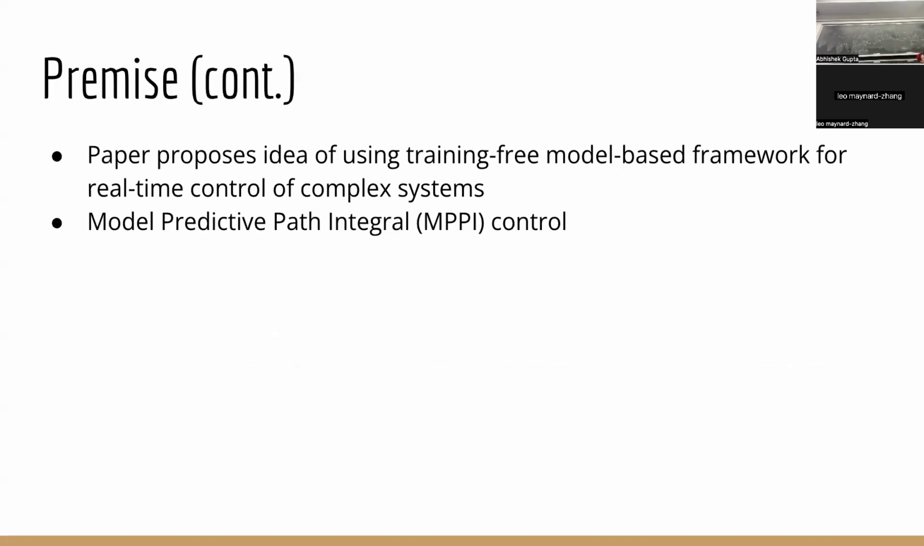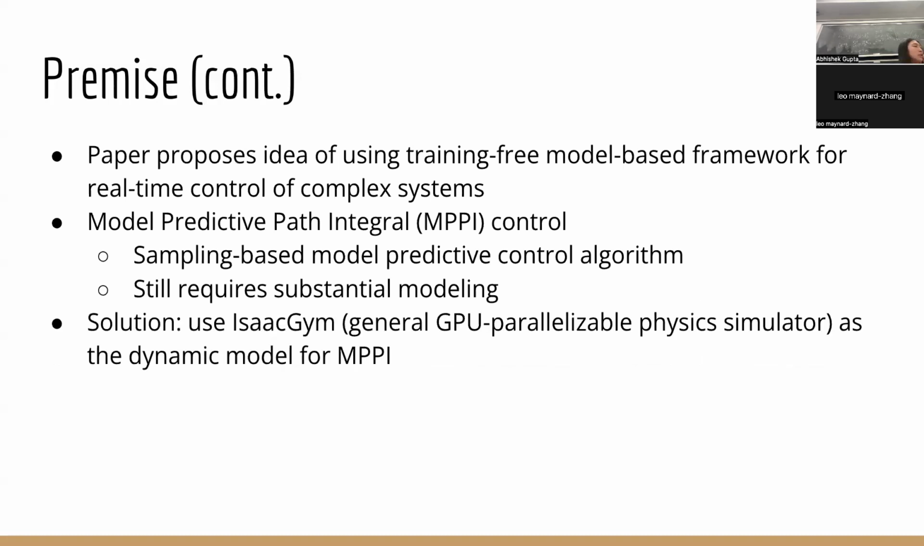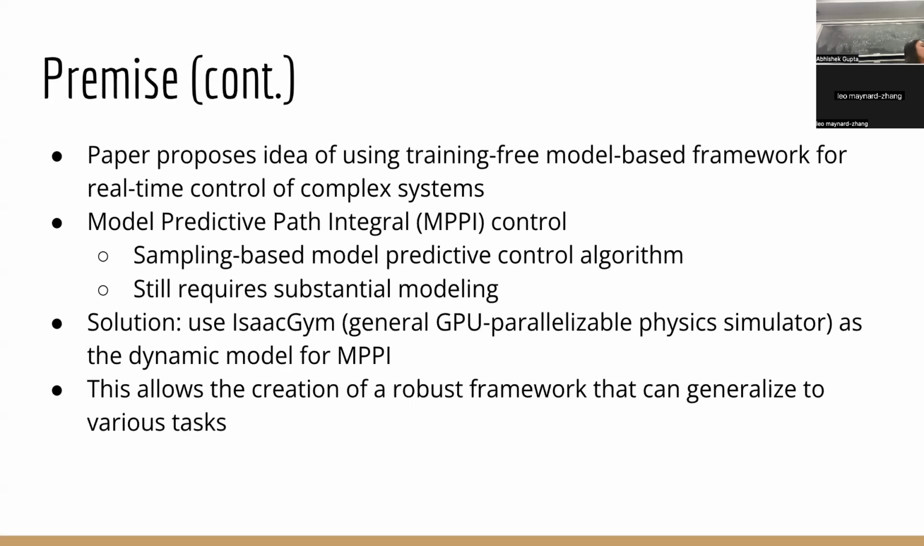Okay, so the paper proposes this idea of using a training-free model-based framework for real-time control of these complex systems. So it talks about MPPI, which we talked a little bit about in class, and we're going to talk about more in detail later. But MPPI still requires some substantial modeling. So the solution that the paper proposes is to use something called Isaac Gym, which is sort of like a physics simulator, and use this as a model for MPPI. And we're going to talk more about this in the next few slides. This allows for the creation of a more robust framework, and this can now solve the issue of being able to generalize to different types of tasks and robots.